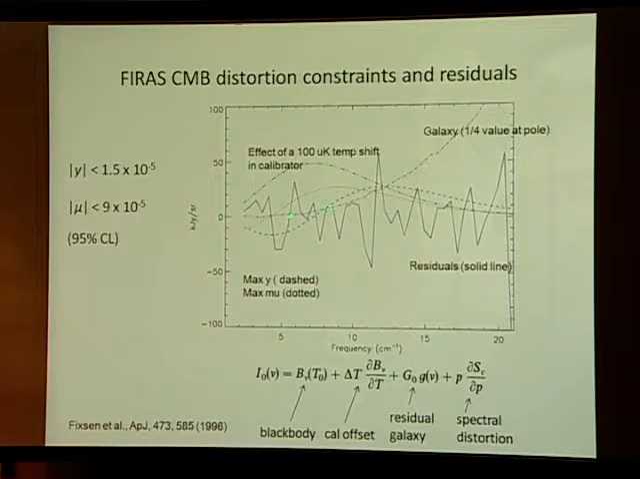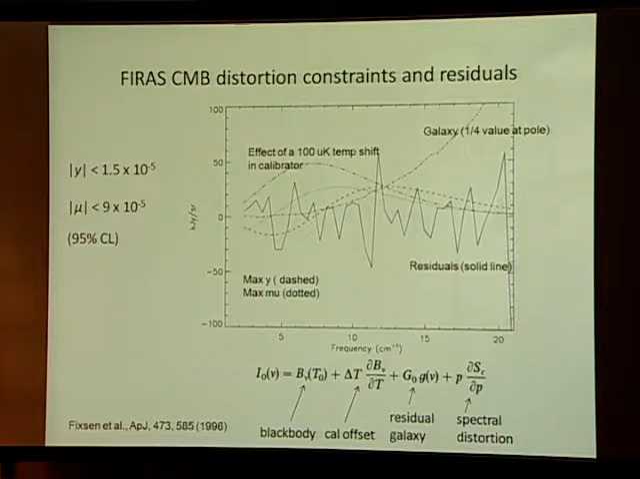The residual galaxy has this kind of shape, and shown here is the plot of a quarter of the magnitude at the galactic pole. So that's the spectral shape of this term here. And then two different spectral distortions are plotted here. The dashed line here is the maximum Y distortion consistent with the data, and the dotted line is the maximum mu value consistent with the data.